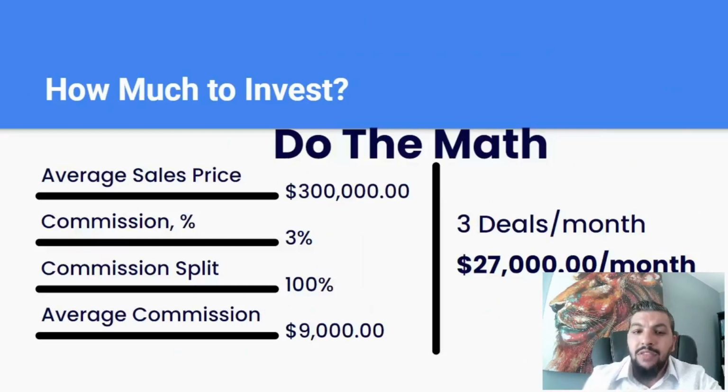So let's do some math here, and we'll keep it simple. Let's say the average sale price in your market is $300,000, and hypothetically speaking, you take a 3% commission. We won't do any splits right now. I'll do a more conservative example next slide. But let's say the average commission out of that sale is $9,000. If you're able to close 3 deals a month, right, that would make $27,000 a month.